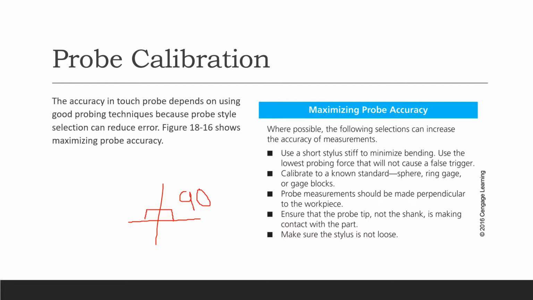And then probe measurements should be made perpendicular to the workpiece, okay? 90-degree perpendicular. Ensure that the probe tip, not the shank, is making contact with the part. So the probe tip is so important, and this is the one you want to be in contact with your part. And you have to make sure the stylus is not loose. Most of the stylus are attached to the probe head right there, often with a screw, okay? So make sure you set up your CMM in a correct way with the correct stylus. If you follow these practices, then you should be fine.